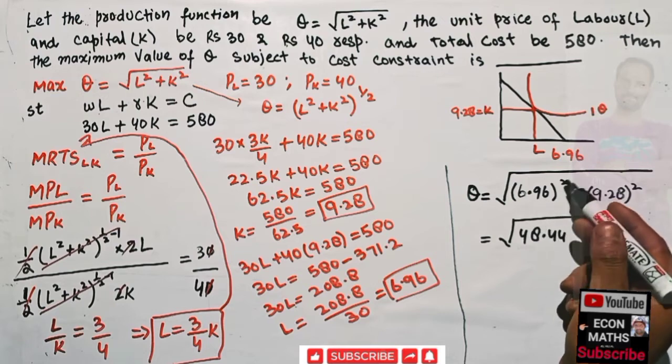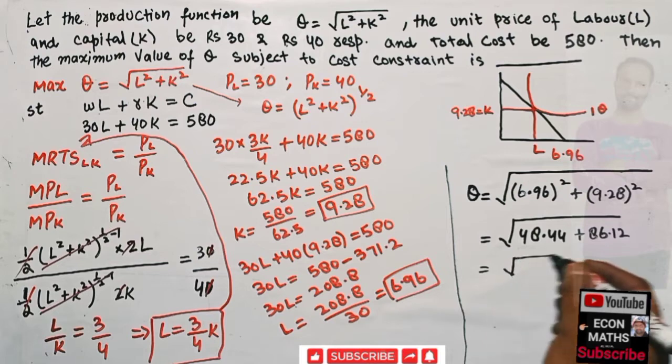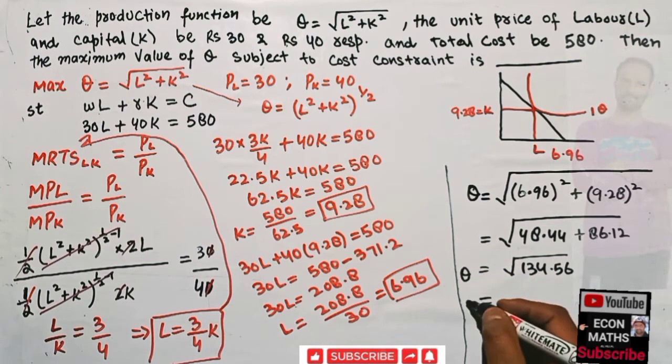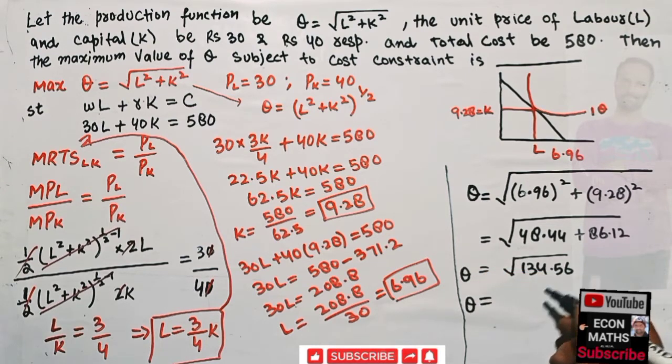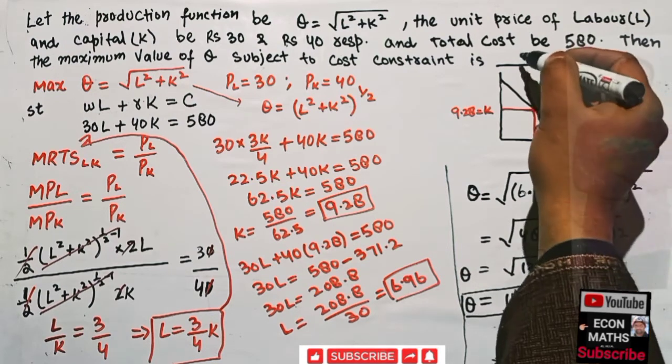48.44, the 6.96 square comes out to be this, plus 9.28 square comes out to be 86.12, which gives us 134.56. If we take the root, this square root comes out to be 11.6. Okay, that means the maximum value of Q will be 11.6.